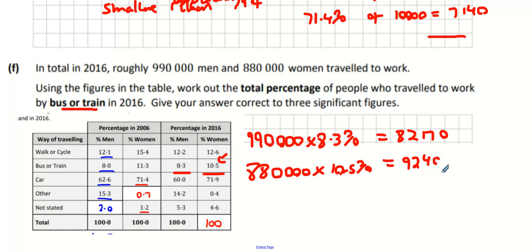And then we're going to get 880,000 women, and we're going to multiply that by 10.5%, which makes 92,400 women. We're going to add both of them together to get the total amount of people that travelled by bus or train, which is 174,570. Now, how many people are we talking about in total?